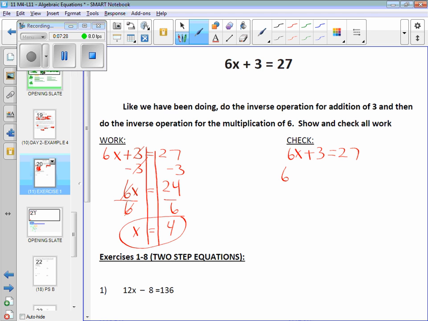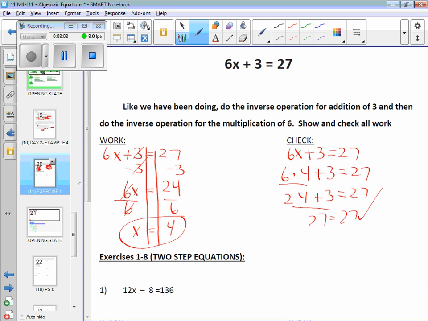So now it's 6 times what? When I substitute in? Times 4. Now when you do the check and you do PEMDAS, you have to do it in the correct order. In your check, it's regular PEMDAS straight up. You have to do 6 times 4 first, which is 24. Bring down the plus 3. 24 plus 3 is, and that's a perfect showing of work.